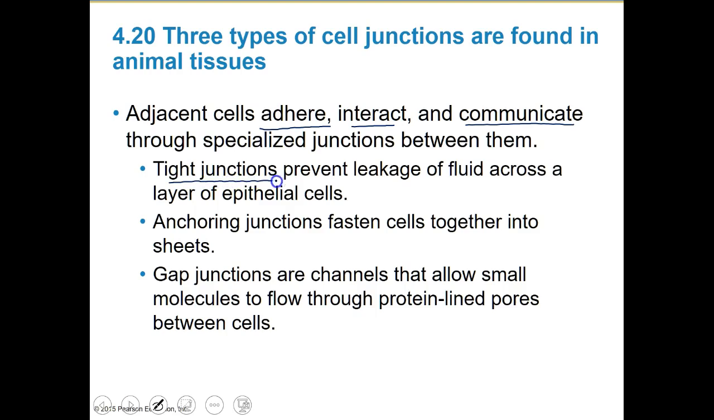So we have some tight junctions that prevent leakage of fluid across a layer of epithelial cells. Epithelial is just like a lining. So tight junctions will help make sure that we don't have leakage in the lining. So think like skin or your intestines may be lined with stuff. You don't want leakage out of your intestines, I promise you that. Nope. So we need prevention of leakage in the lining.